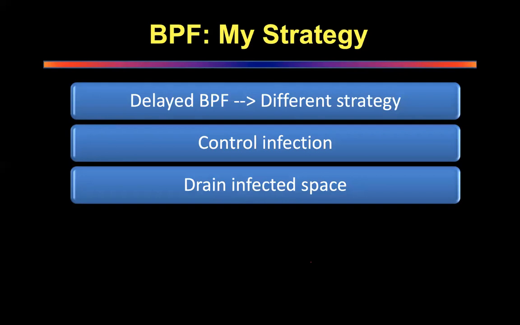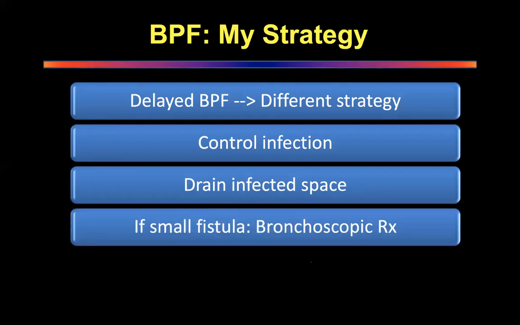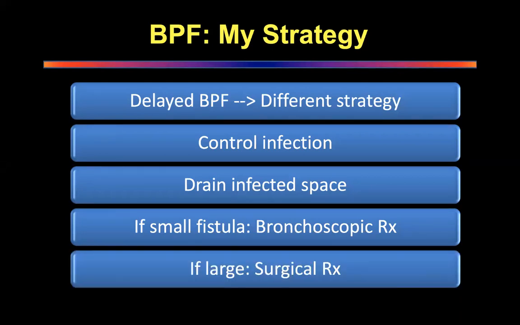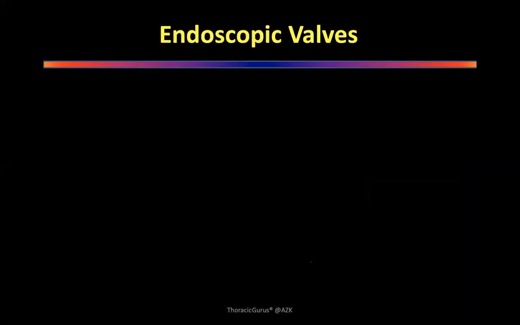Give him systemic antibiotics. Give him nutrition. Build up the patient. Then I will decide. So I don't treat immediately. I'll give him at least a week, 10 days to settle down. Let the sepsis go away. Let the nutrition go up. Then, if it's a small fistula, then I might do it via bronchoscopy. And if it's a large fistula, I will do a surgical management of the fistula. And I'll discuss all of this in more detail.